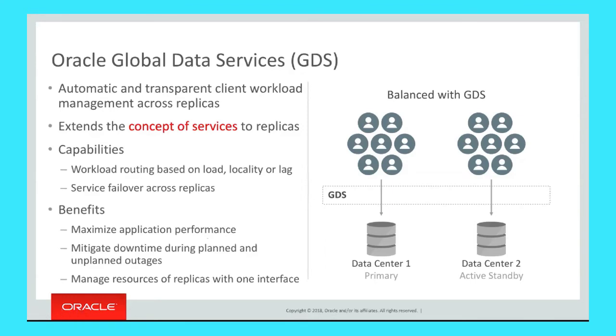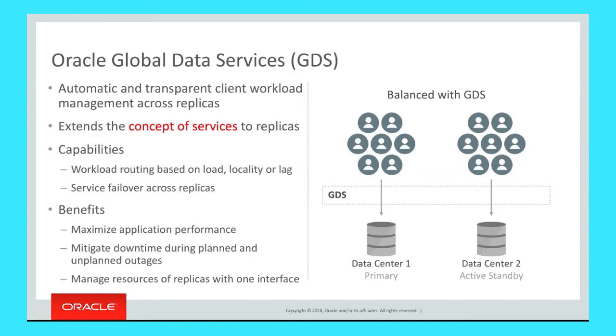As for the capabilities of GDS, it allows you to achieve routing based on the workload, based on the locality, basically the region, or replication lag. In the case of Active Data Guard, we even support routing based on replication lag. The second capability is service level failover. If a database goes down, GDS will automatically fail over that service to another copy of the database, so your applications can continue to function.